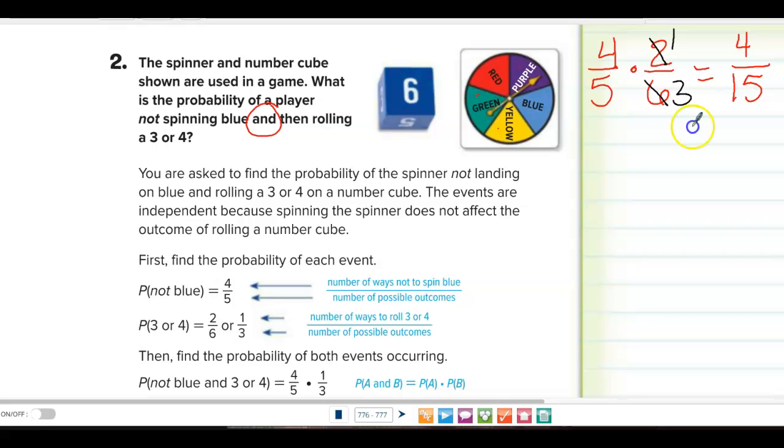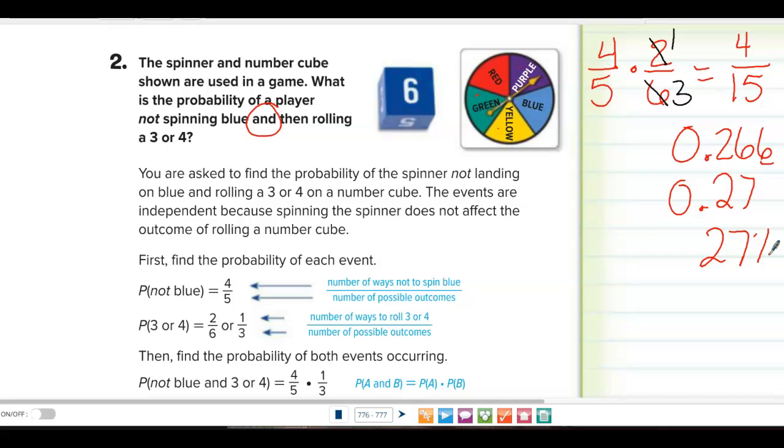So you got 0.266 repeating. I just want to refresh us on rounding. So if we round to the nearest hundredth, this 6 would tell my other 6 to go up to 7. So that's how they got 27 hundredths, which is the same as 27%. Is that likely or unlikely? Unlikely. Okay.